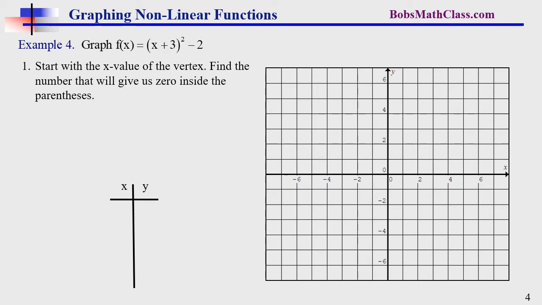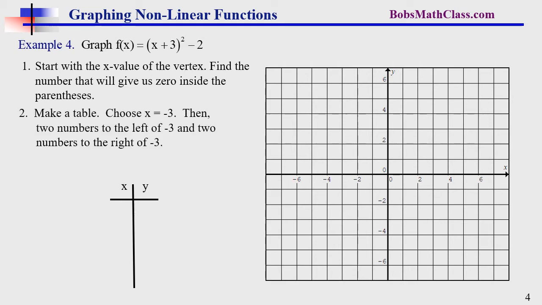Okay, so what we're going to do is we're going to start with the x value of the vertex. So what number will give us 0 inside the parentheses? And that was -3. So now on your table, put -3 in the middle. And then what is to the left? We want 2 numbers to the left, 2 to the right. So what's to the left of -3? -4, -5. And then what's to the right of -3? -2, -1. So those are the x values of the coordinates that we want to get.